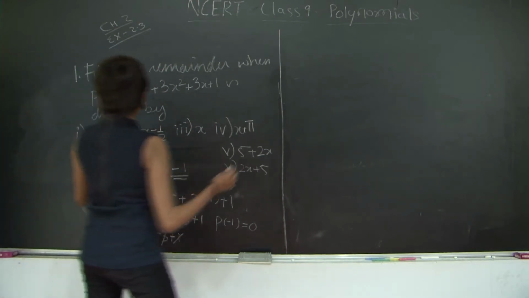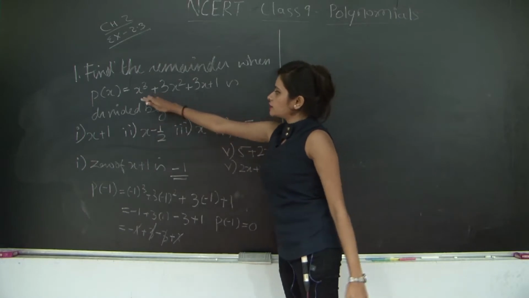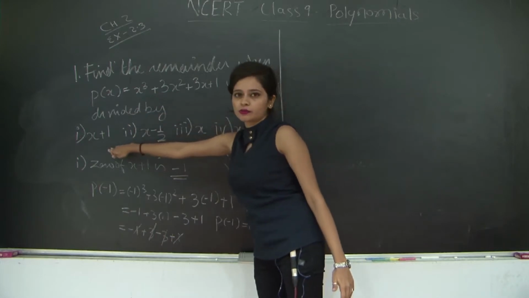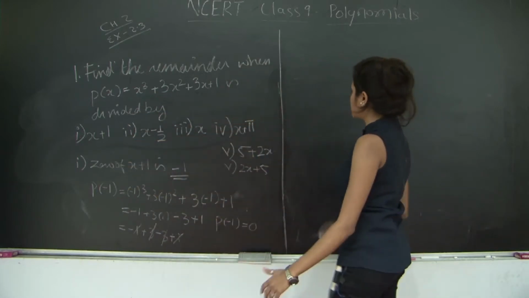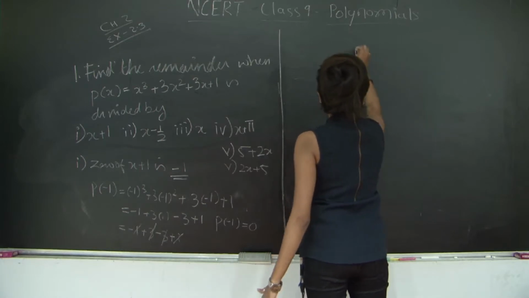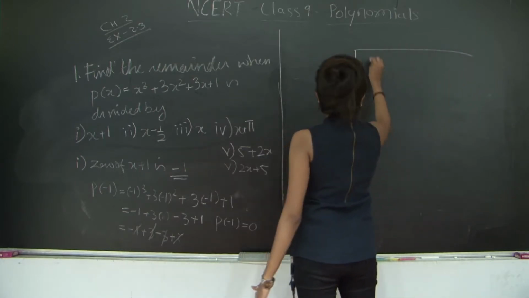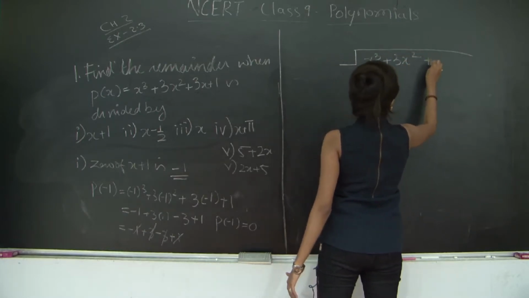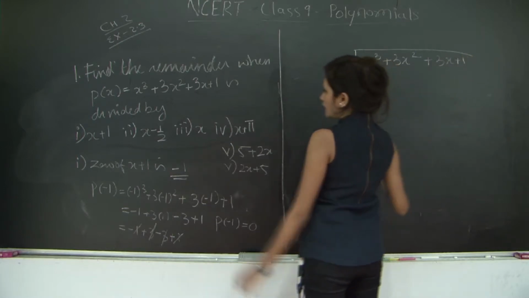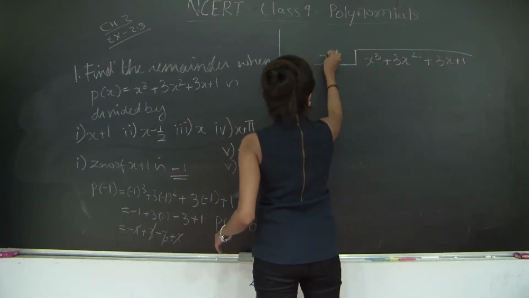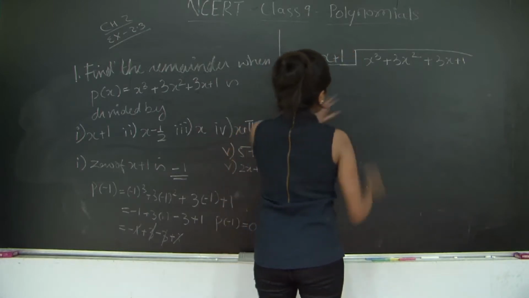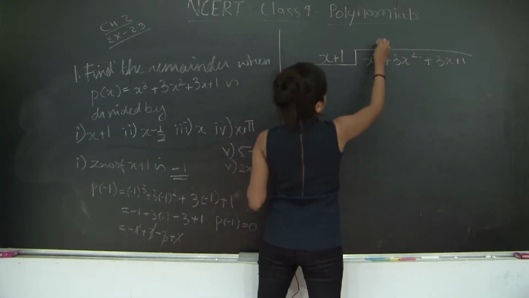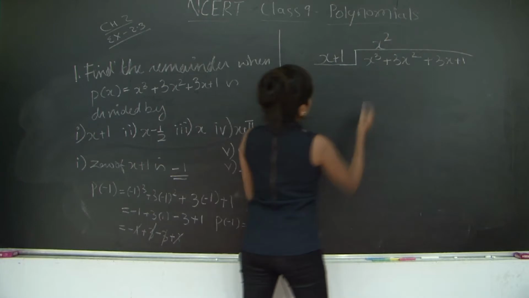Correct? Now let's solve this using the long division method, wherein p(x) is going to be my dividend and x plus 1 is going to be my divisor. Then we will compare whether the results are the same. So I have x cube plus 3x square plus 3x plus 1, and I divide by x plus 1. x plus 1 into what is going to give me x cube. Now, so x plus 1 into x square.